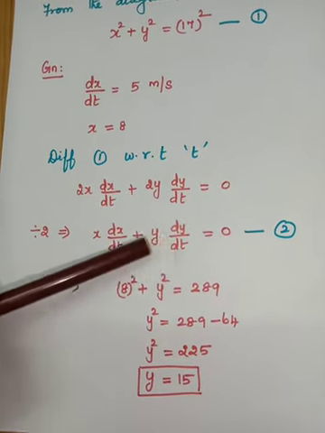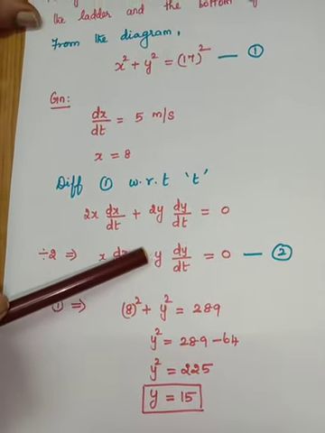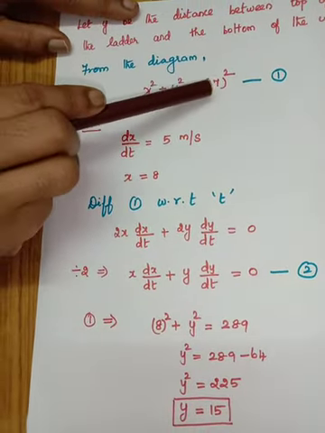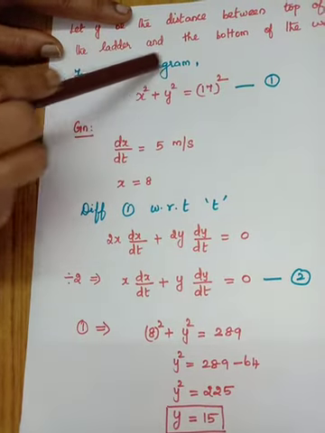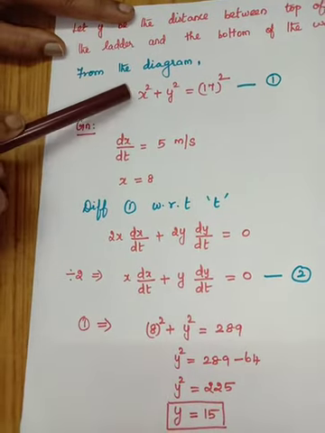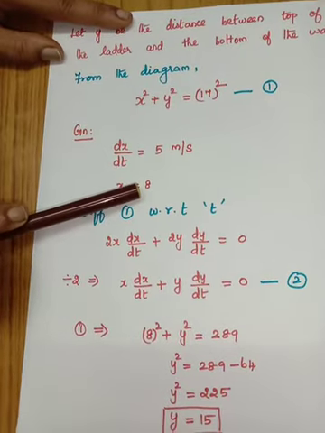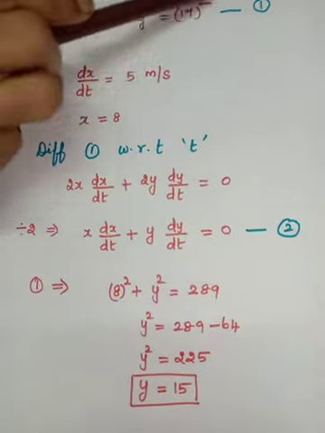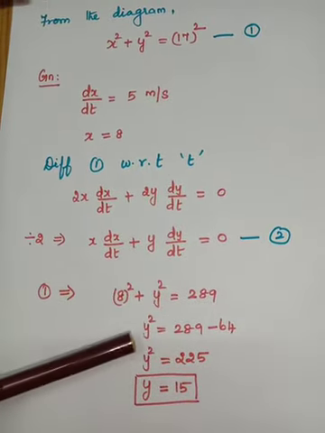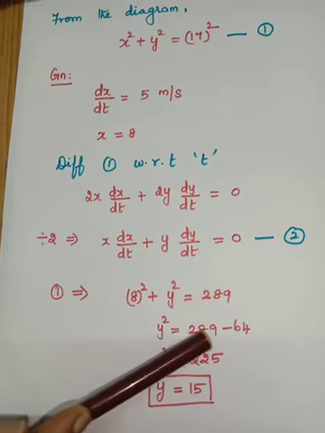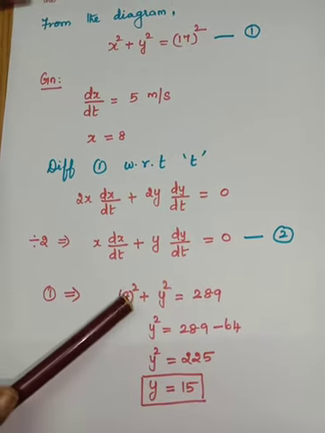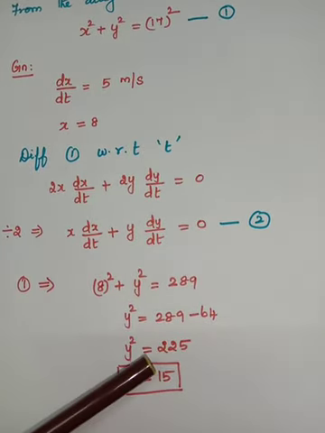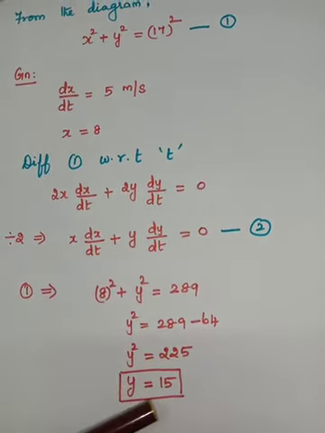So from these, we can find y first using the relation x squared plus y squared is equal to 17 the whole square. So you are going to consider the first one. In the place of x, you are going to substitute 8. So it is 8 squared plus y squared is equal to, what is 17 the whole square? That is 289. So y squared is equal to 289 minus, what is 8 squared? It's 64. When you bring it to the right side, it is minus 64. So your answer is 225. So y is equal to 15.